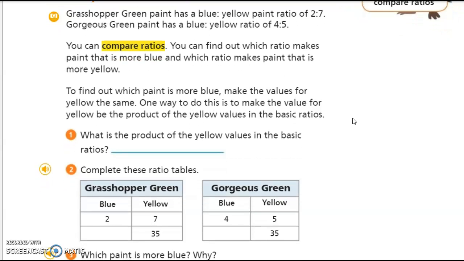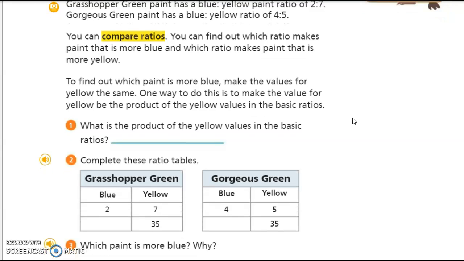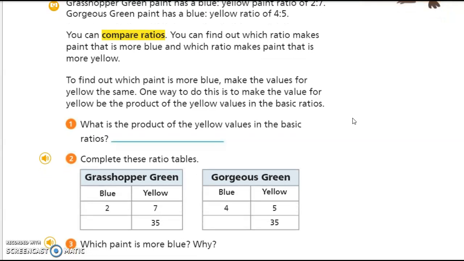You can find out which ratio makes a certain paint. What if you are a person who likes green, but you like your green to be a little bit more on the blue side versus more on the yellow side? That might give you more blue, just a shade darker green, and more yellow would make it a little bit lighter in green.